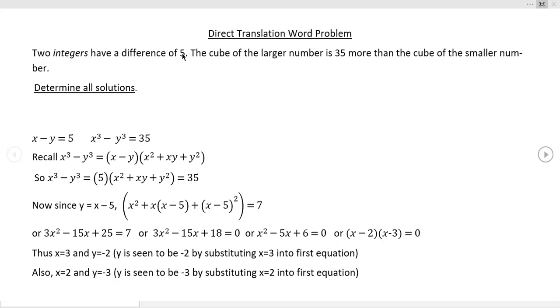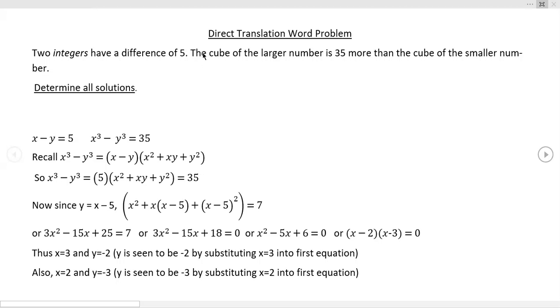Okay. Now, notice an integer can be a positive or a negative counting number. For example, -3 is an integer, -4 is an integer, 6 is an integer, but they include negative numbers along with the natural numbers. So what it says right here is we have two integers that have a difference of 5. So you can directly translate that as x minus y is equal to 5.